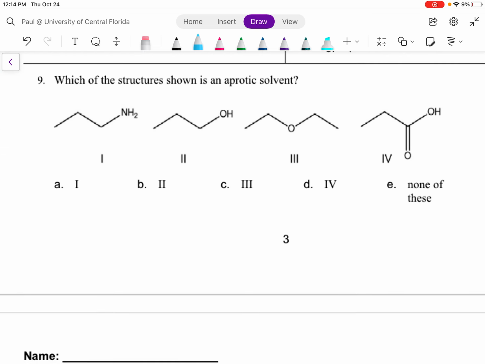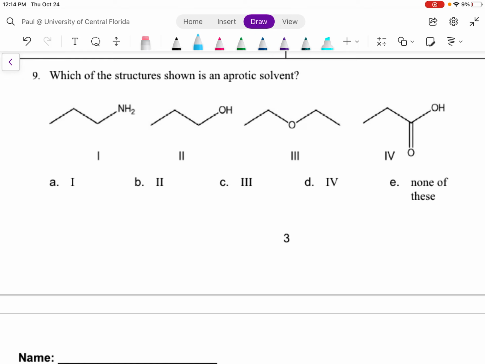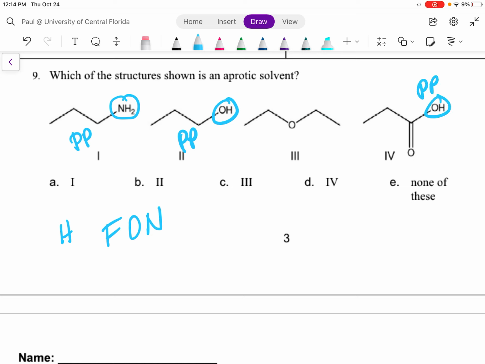Question 9, which is the aprotic solvent. Aprotic solvents have no hydrogens that can participate in hydrogen bonding. And so which molecules can participate in hydrogen bonding? Hydrogens that are attached to a fluorine atom, an oxygen atom, or a nitrogen atom. Hydrogen attached to nitrogen, so that can undergo hydrogen bonding, so that's polar protic. An oxygen with hydrogen, polar protic. Oxygen with a hydrogen, polar protic.